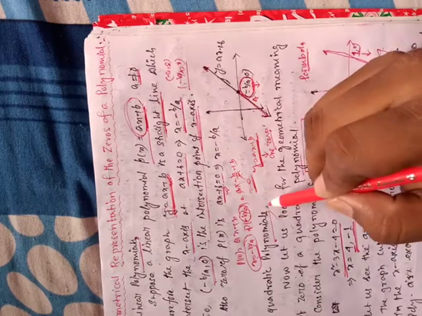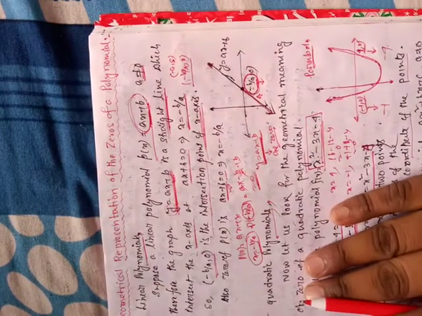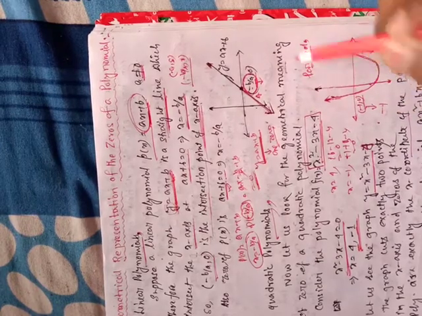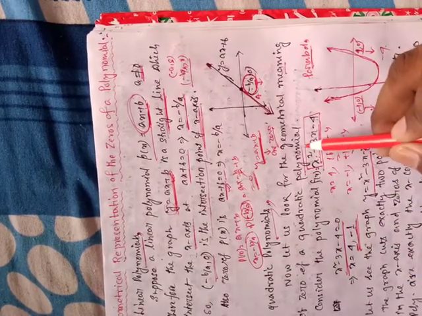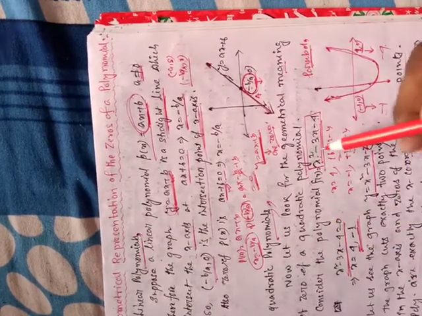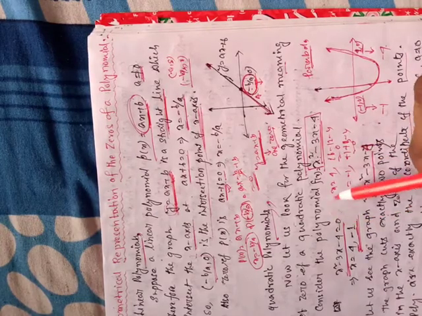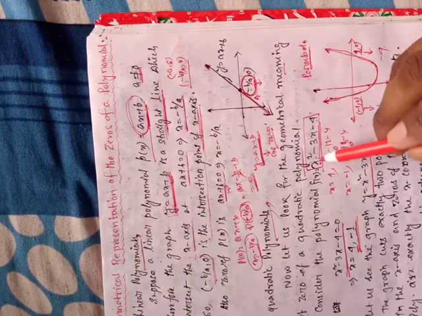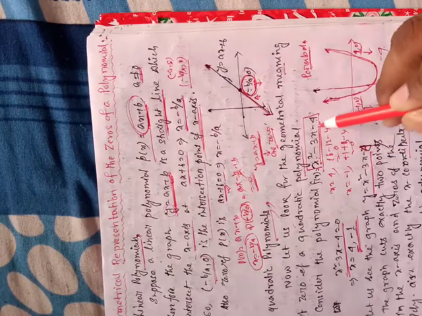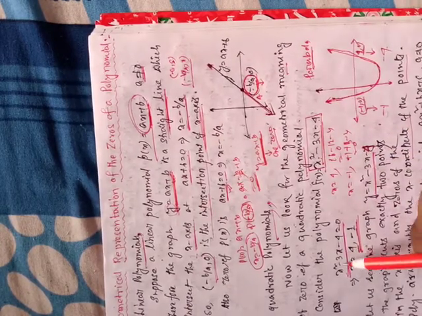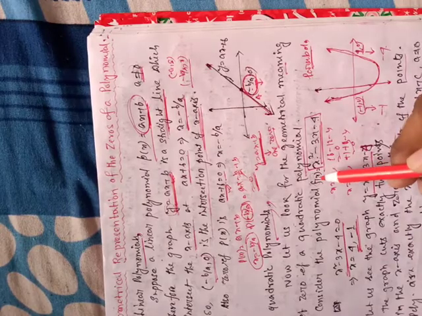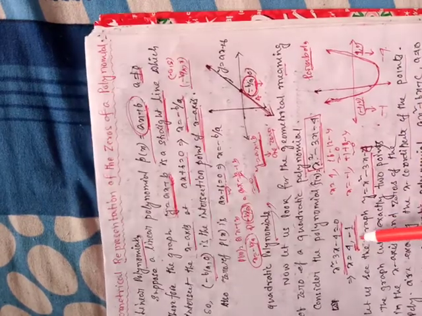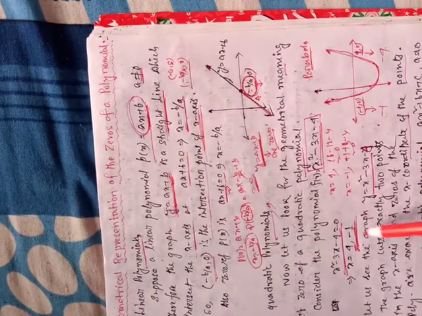Okay, now we are going through the quadratic polynomial. Let's look at the geometrical meaning of the zeros of the quadratic polynomial. So the general form of a quadratic polynomial is ax square plus bx plus c. So we are taking an example, x square minus 3x minus 4. When f(x) equals 0, the zeros of this polynomial are 4 and minus 1.